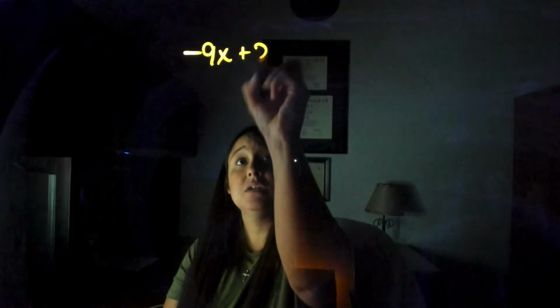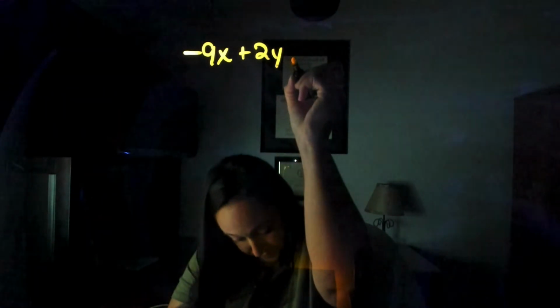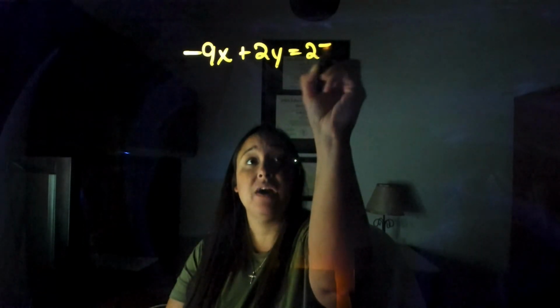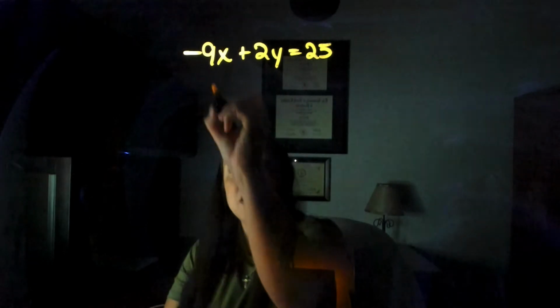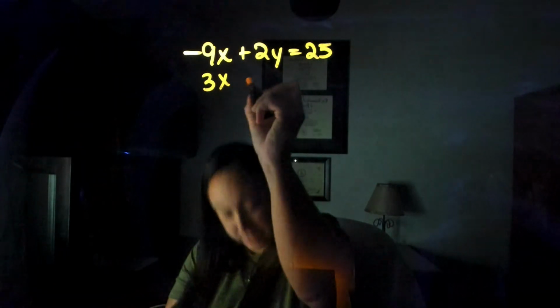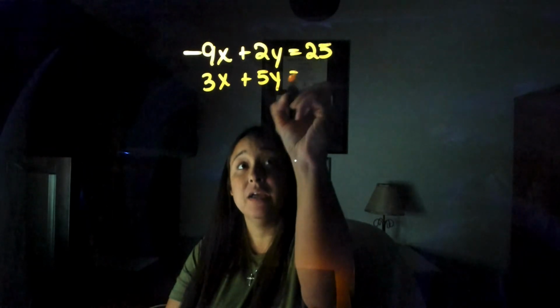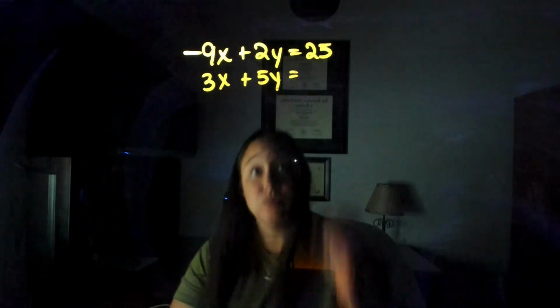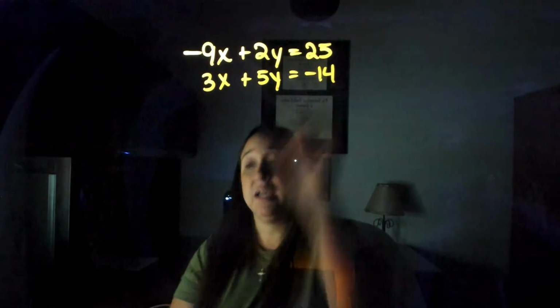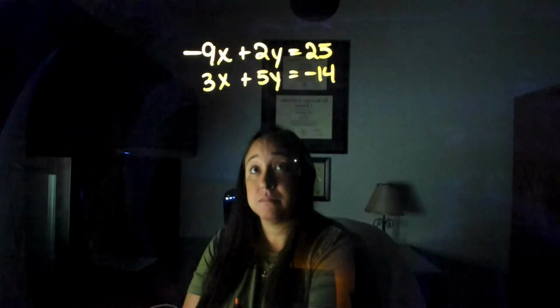All right, so what we have is negative 9x plus 2y is equal to 25. And then I'm also given 3x plus 5y is equal to negative 14.